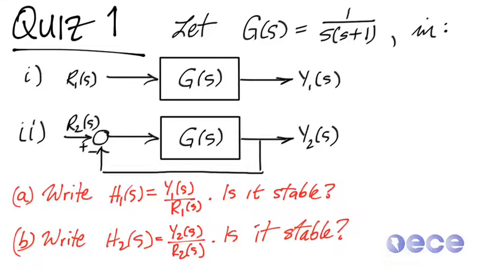Here's the solution to the quiz. So reminder, we had two transfer functions, actually the same transfer function g of s, one part in open loop and the other part in closed loop. So we need to write the transfer functions h1 and h2 and then determine stability.